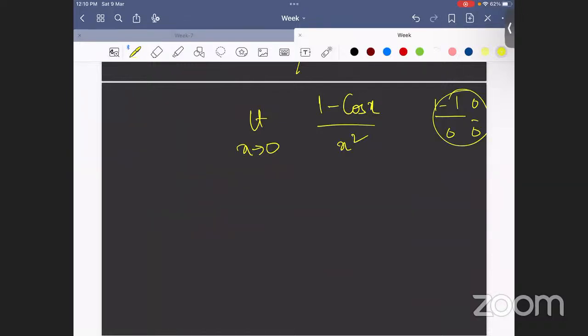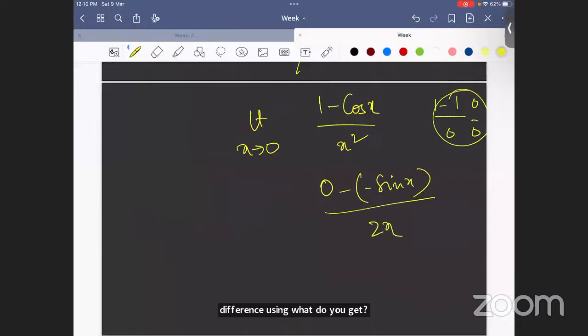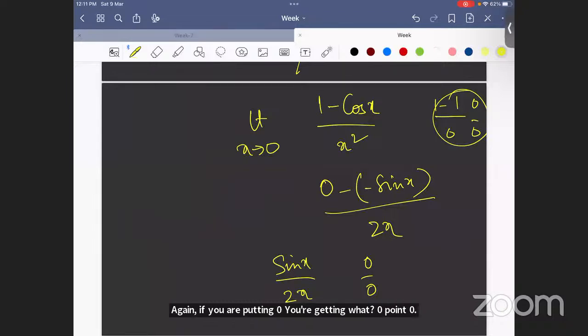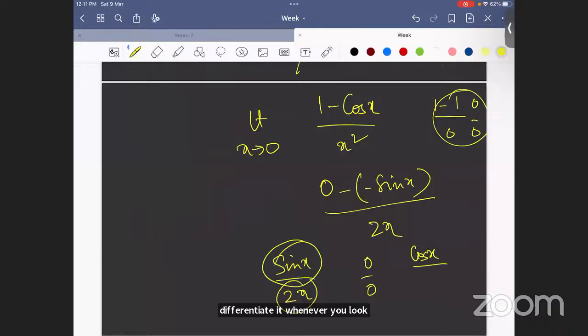So whenever you differentiate, what value will you get? The numerator is 0 minus the differentiation of cos x, which is minus of sin x, and the denominator gives 2x. So you are getting sin x upon 2x. Again, if you put 0, you get 0 upon 0, which means you can use the method again. Now differentiate: sin x gives cos x, and 2x gives 2. Correct? Now you can put x as 0 here, so 1 upon 2 should be the answer.